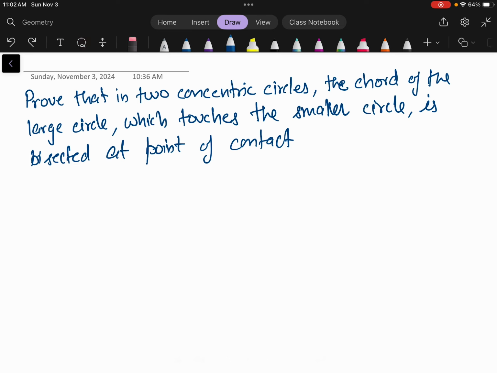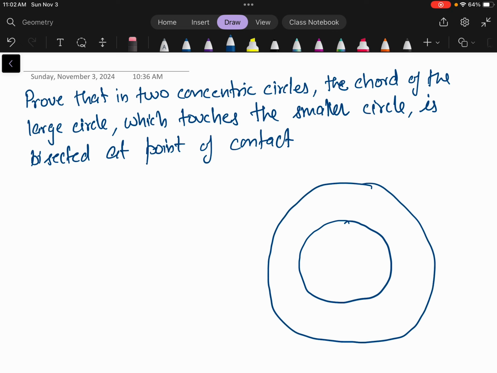That's the last option we have. So let's try to draw a better circle. This is one circle, and this is the other circle. The center point is O here. What it says is that we'll draw one chord. Let's assume this one is the largest chord, touching points A and B. It touches the inner circle at this point, so let's assume this point is P. The center of this one is O.